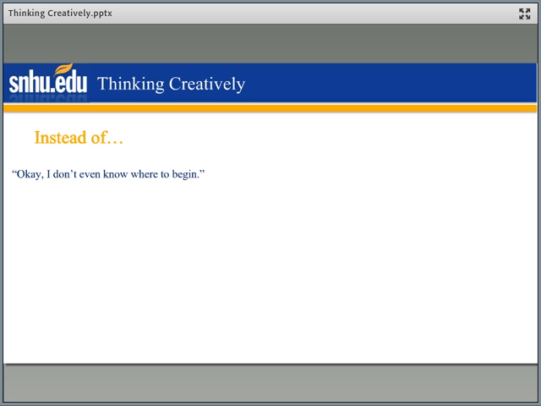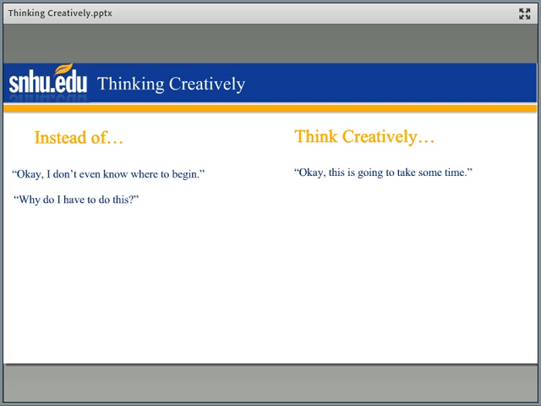So, for example, instead of thinking, okay, I don't even know where to begin, when you have an assignment coming up, you might instead think creatively and think, okay, this is going to take some time. Rather than having a more defeatist idea of I don't know where to begin and there's no point in beginning, you can just acknowledge and accept the fact that, all right, this is a new concept, it's going to take me some time. There's nothing wrong with that. You just know that you need to allow yourself a little bit of extra time.